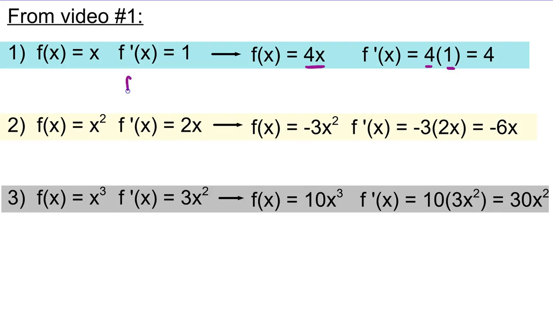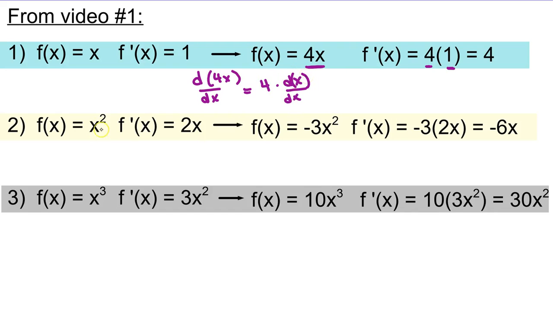So the derivative of 4x is 4 times, I'm not saying that very well. I should use the other notation. The derivative of 4x with respect to x is 4 times the derivative of x with respect to x.